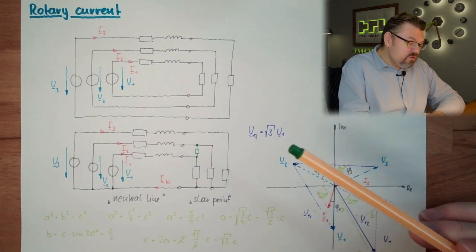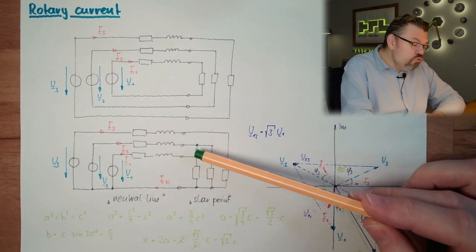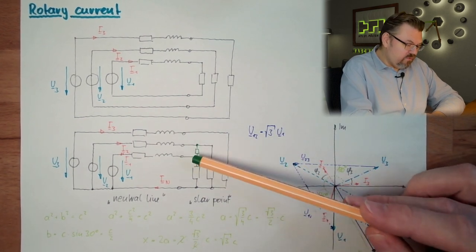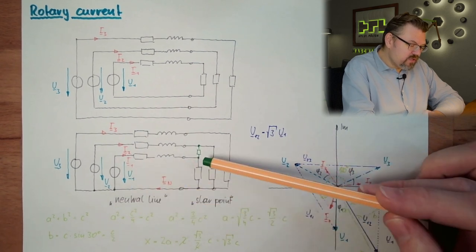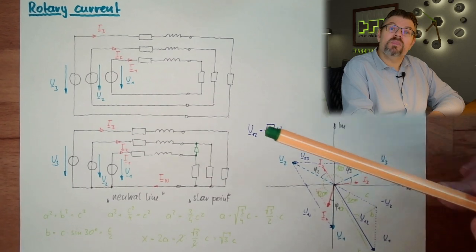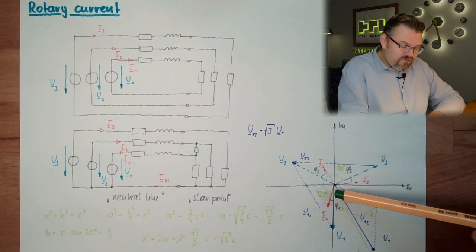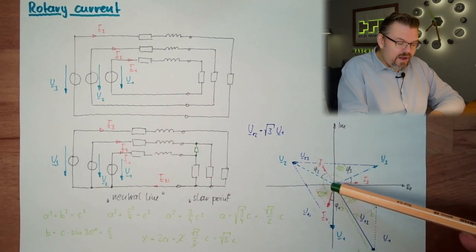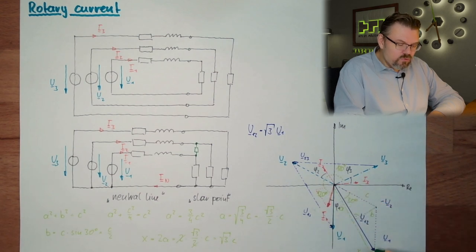And we can also use the voltage between two phases. One voltage is a phase voltage, and the voltage between two of those phases is called line voltage. This line voltage I can find here. It's U1 minus U2, and it would look like that. It's a little bit bigger.